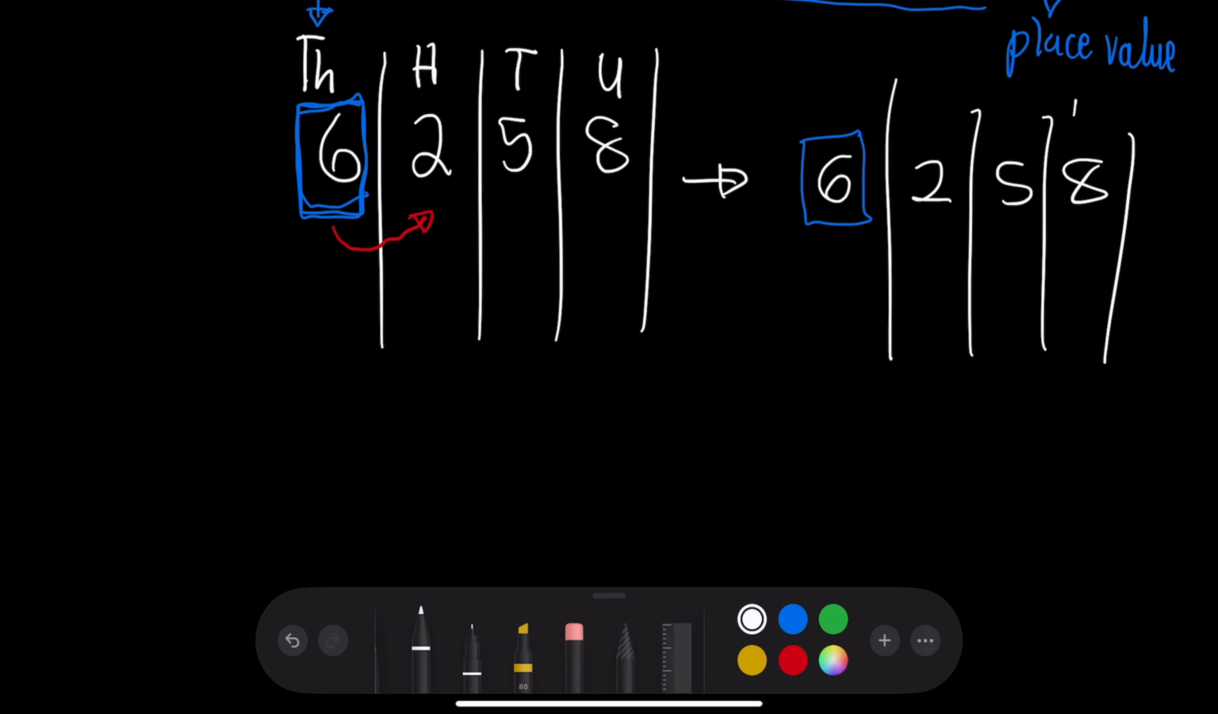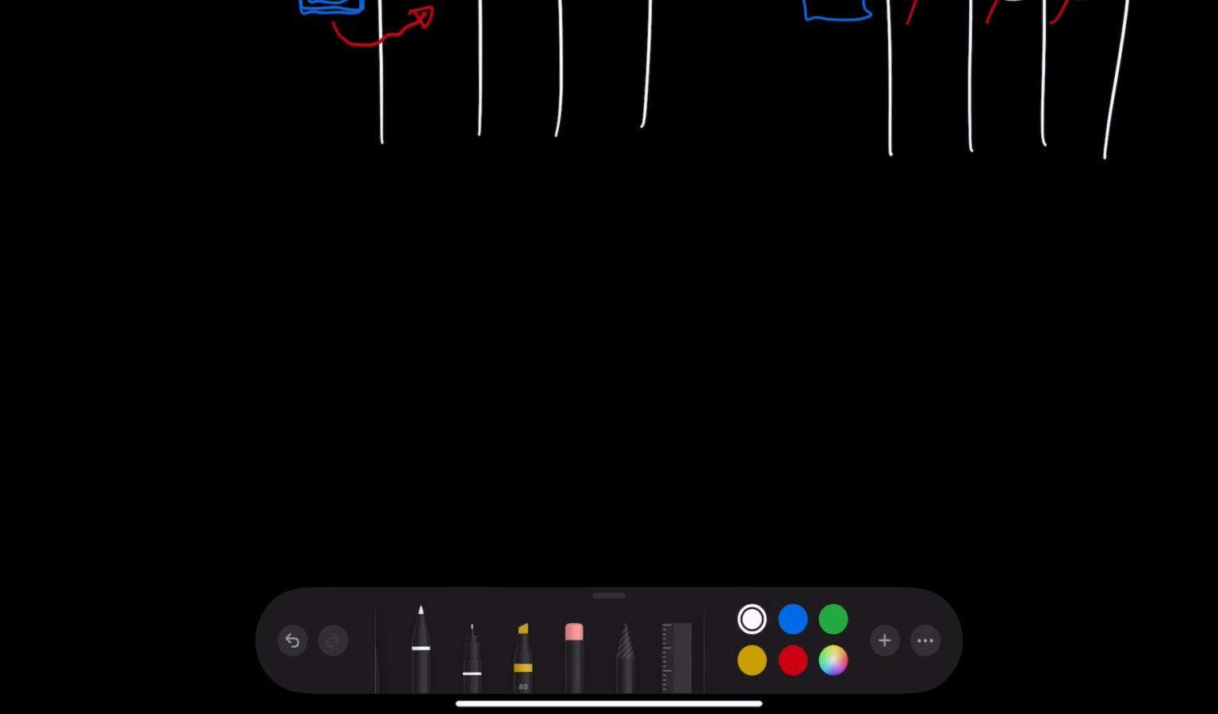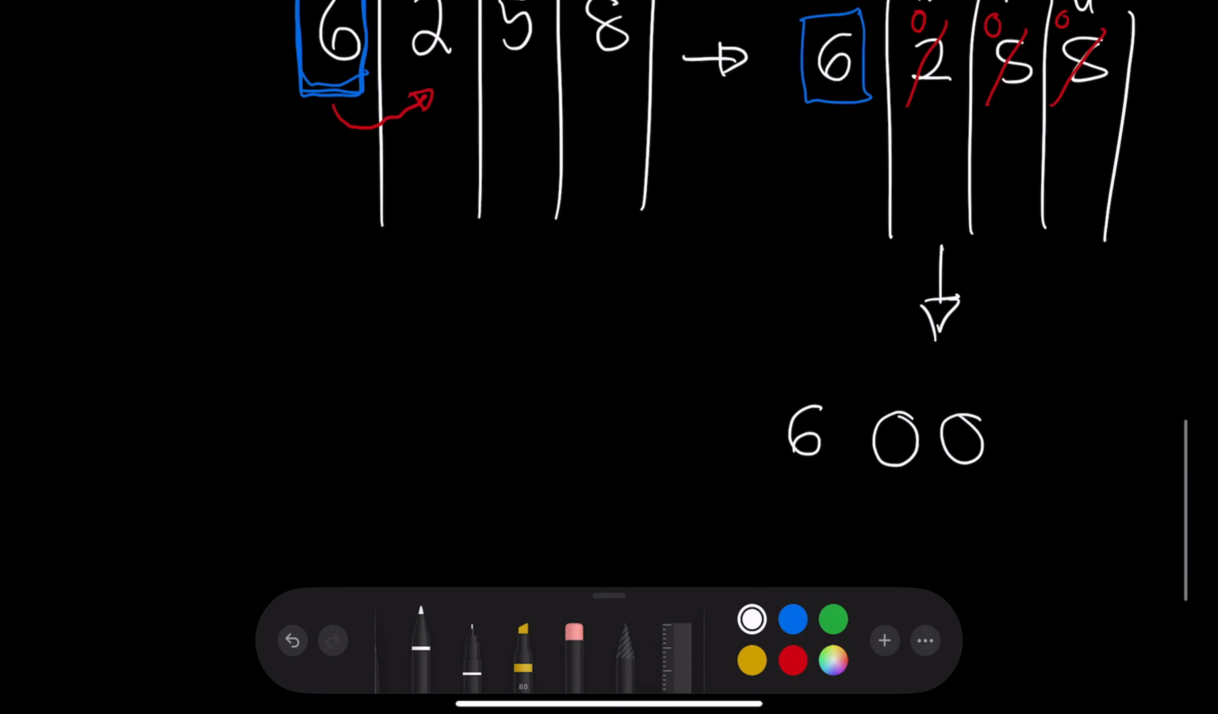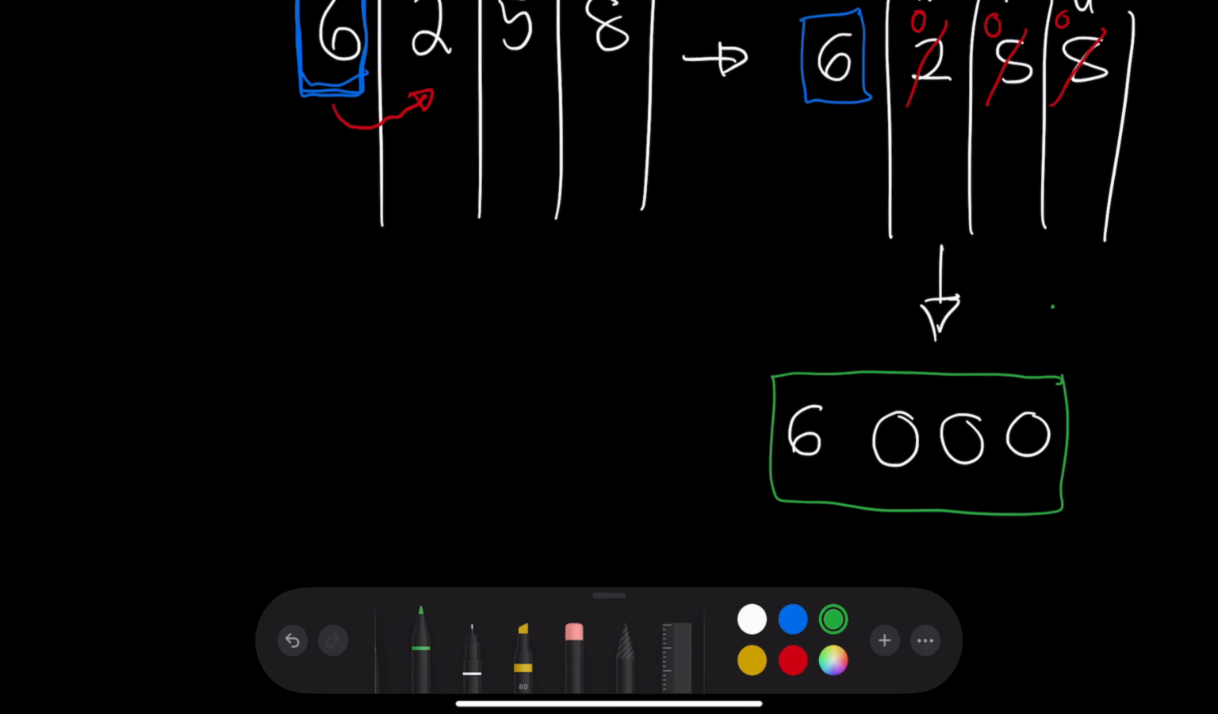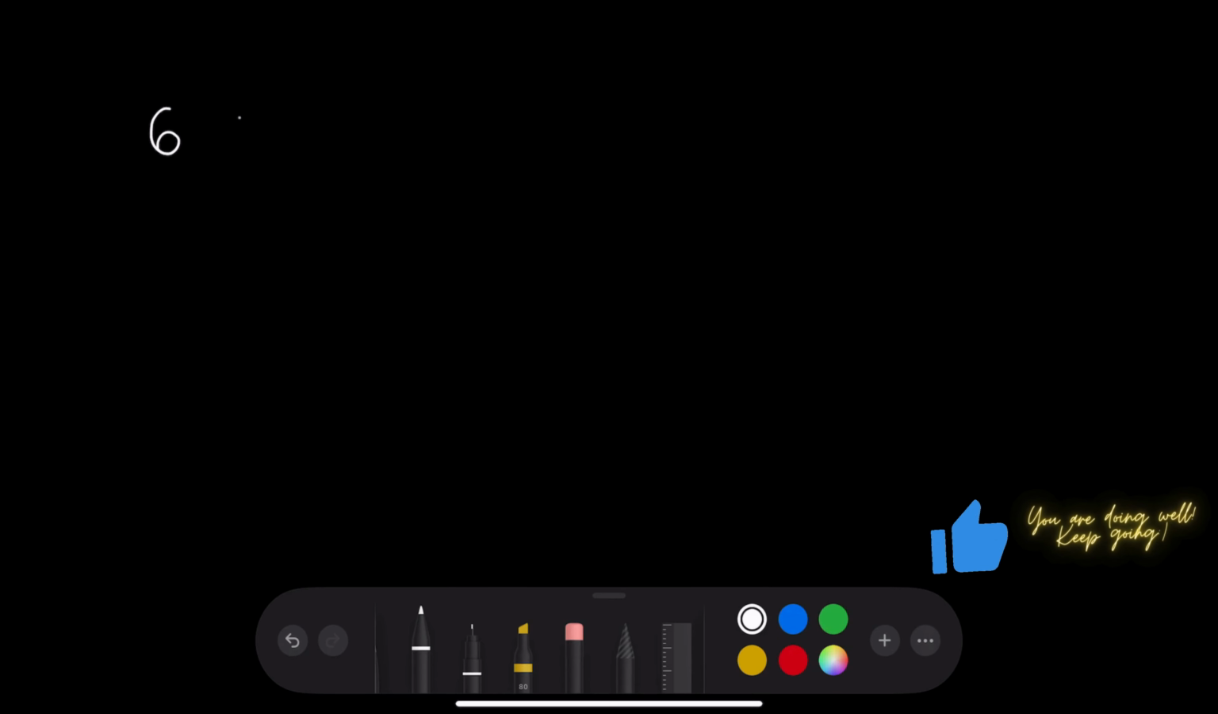Sorry, let me just quickly write this. Then it says after I've kept it the same, all the digits to the right become replaced by zeros. Then, what will my final value be? It will be 6,000. That's the correct answer.